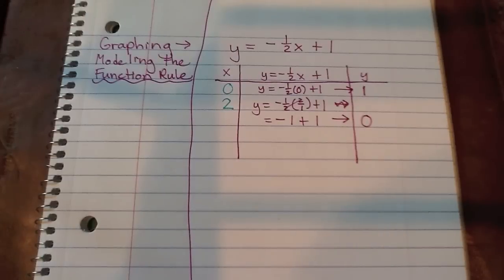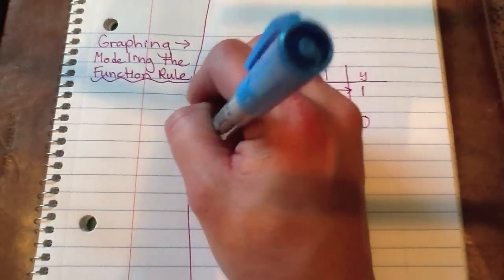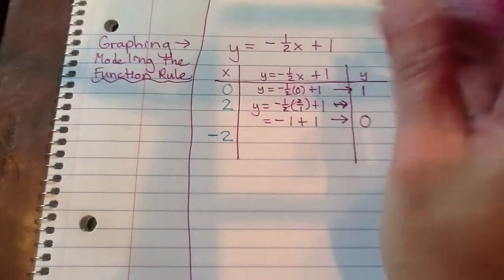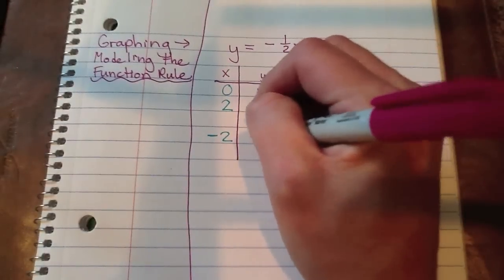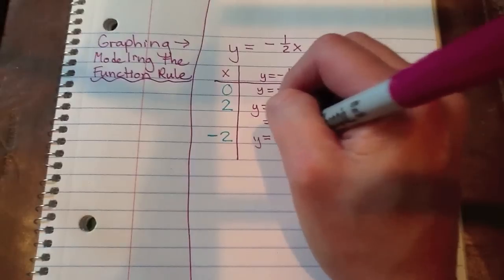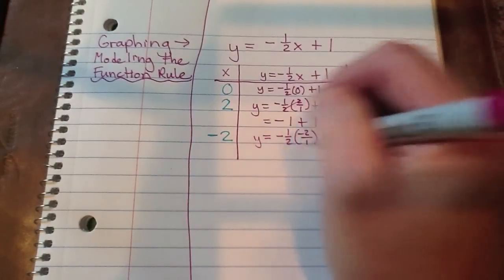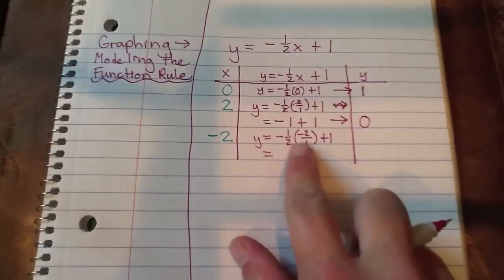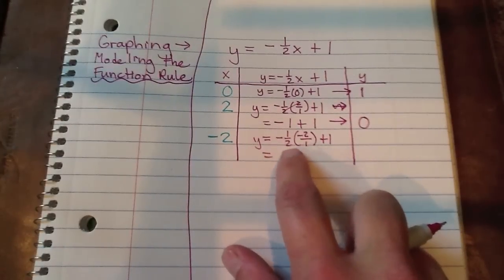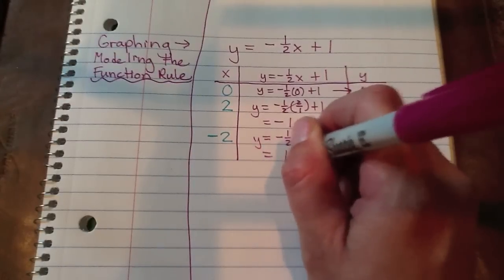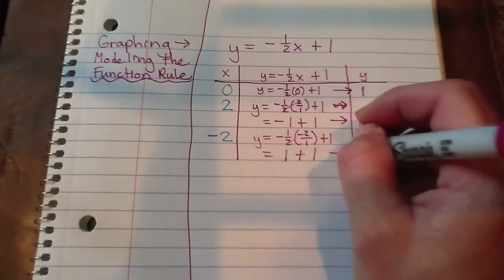Okay, now I'm going to plug in another one, like -2. So y equals -1/2 times -2 over 1 plus 1. The negative times negative becomes a positive. 2 over 2 becomes 1. So we end up with 1 plus 1, which ends up being 2.